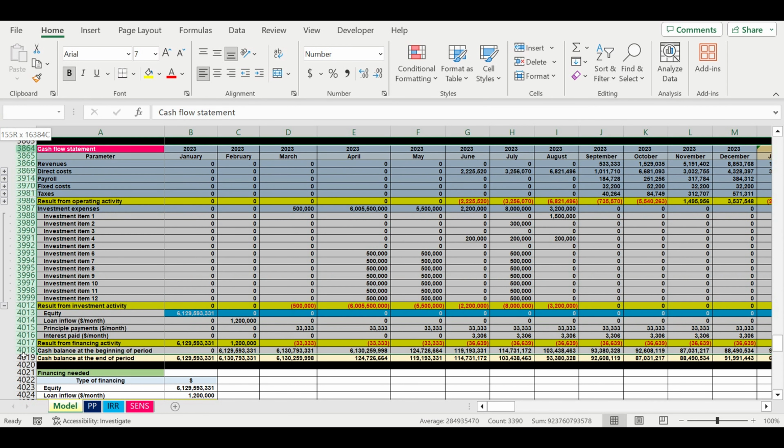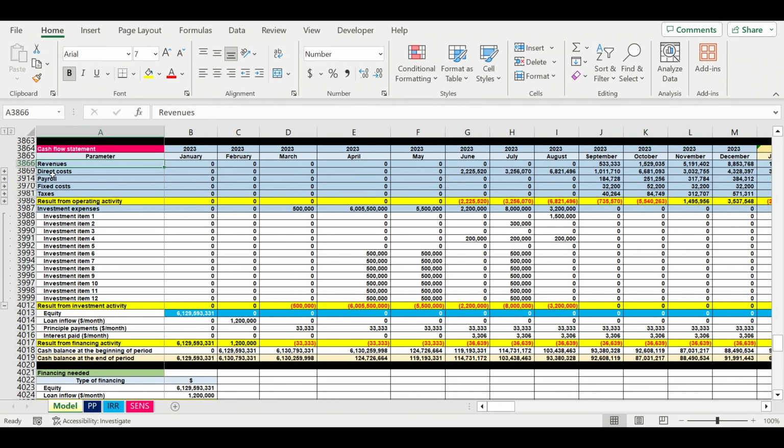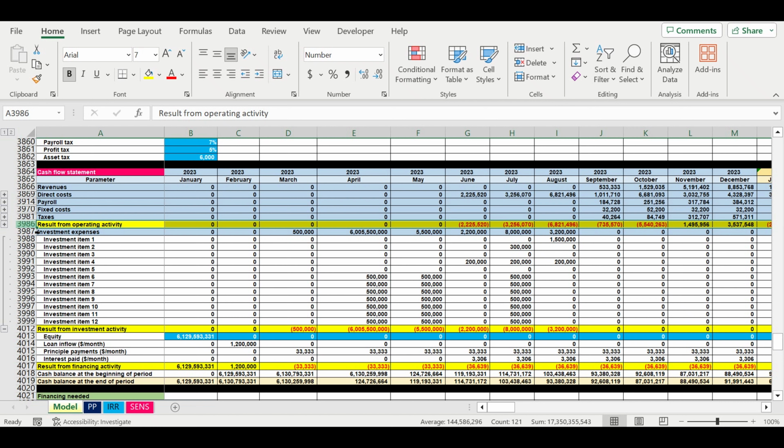Cash flow is one of the most important tables in our business plan. Here we can see the structure of revenues, direct costs, payroll, fixed costs, taxes, investment plan, loan and equity inflows, debt payments, and so on. The result from operating activity shows us the performance of our business idea without external loan burden. Cash balance at the end of the period shows us the cash generated by our project at any given moment inside the timeline.